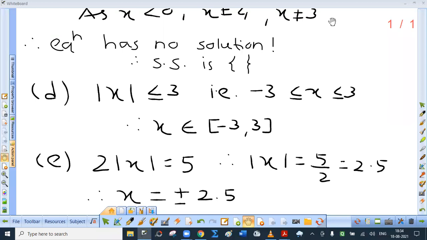D, mod x less than or equal to 3. That is minus 3 less than or equal to x less than or equal to 3. So x belongs to closed interval minus 3, 3. See, I repeat, in exam, you need not write this.